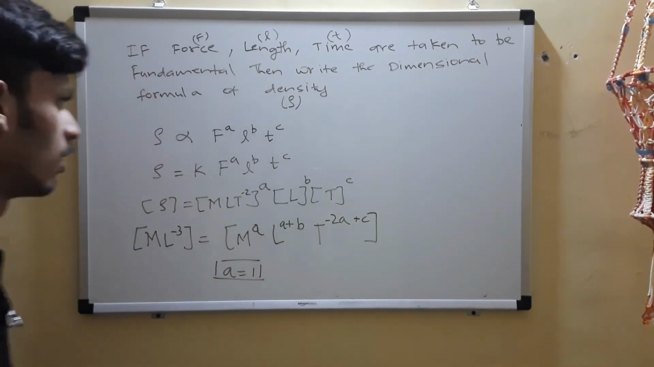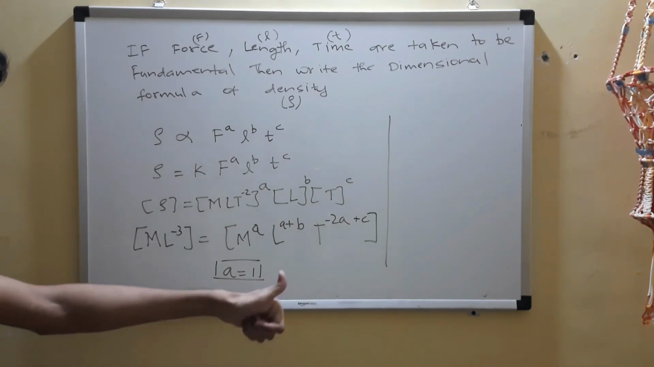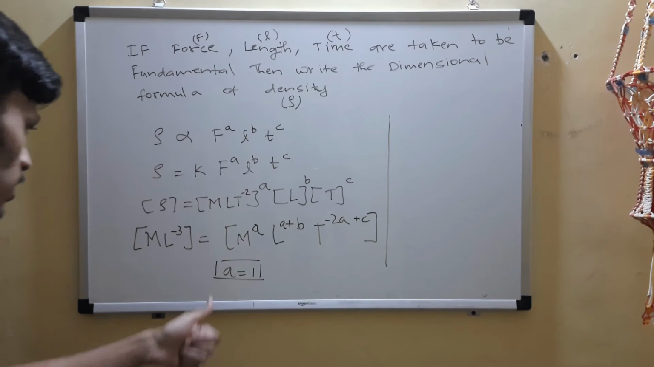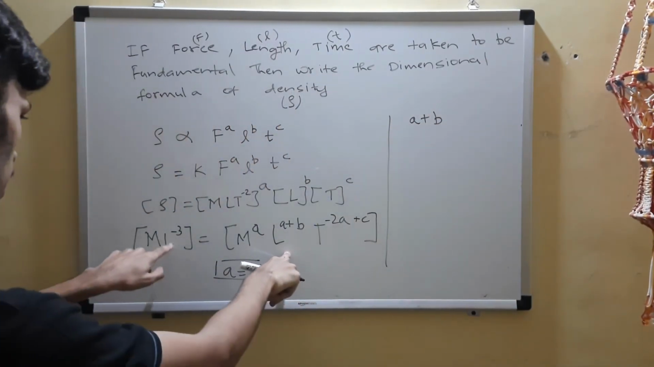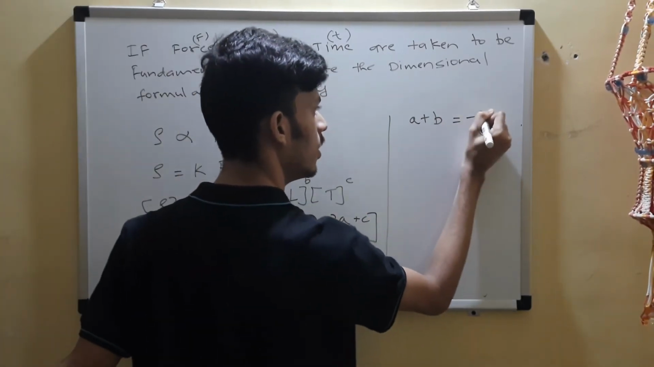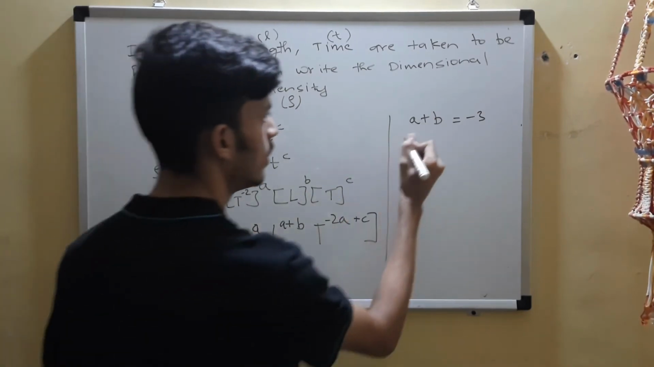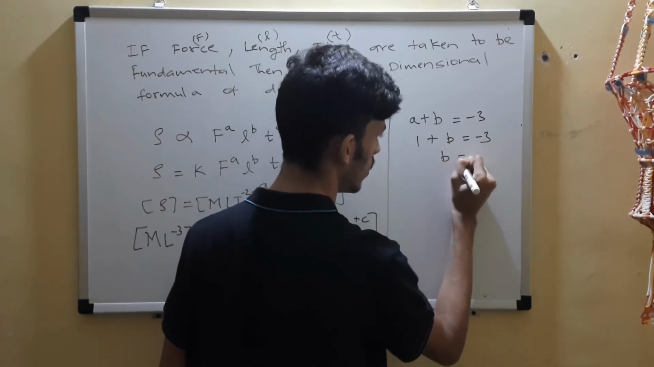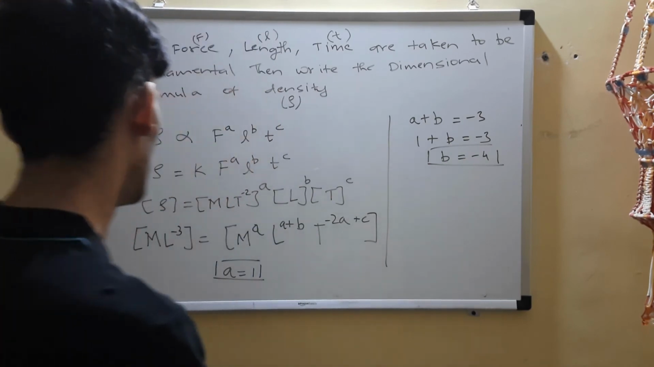Okay, now let's go for B. For L, we have A plus B. This is length, L raised to minus 3. So this should be equal to L raised to minus 3, and A is 1, we know that, plus B is equal to minus 3. So B is minus 4. Very good, we also got it for that.